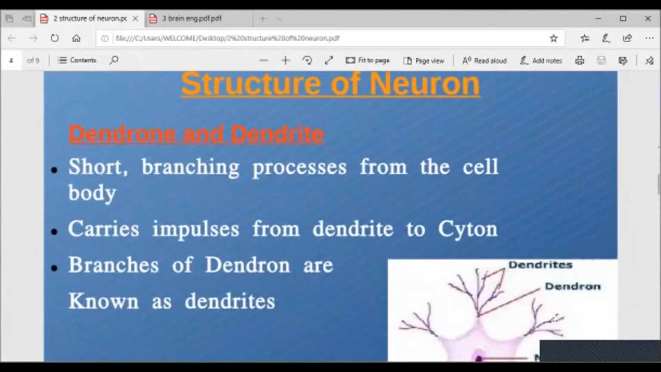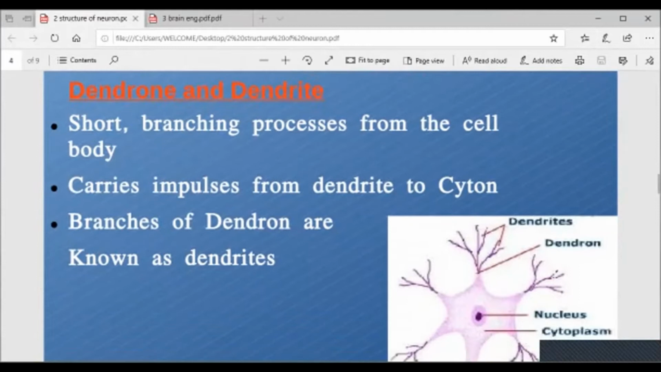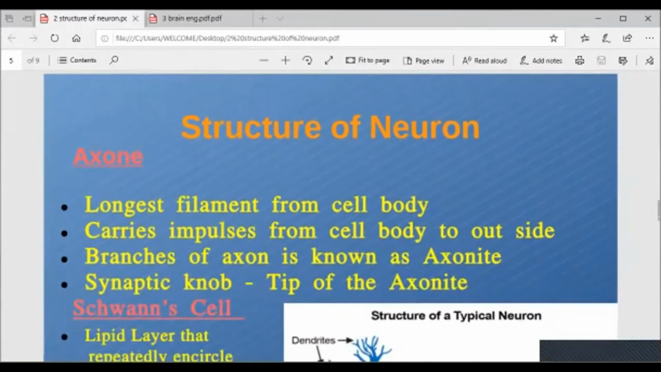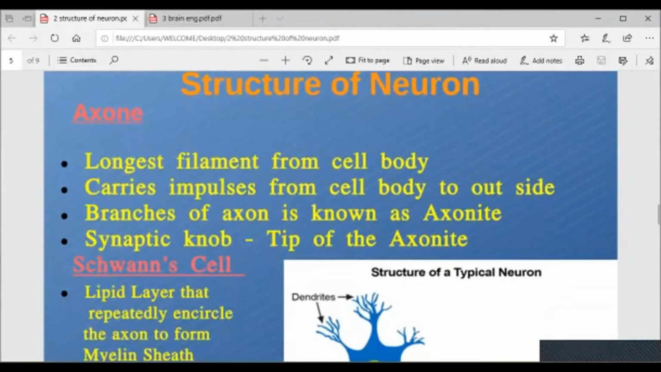Then comes the dendron and dendrite. Short branching processes from the cell body are the dendron. It carries impulses from dendrite to cyton. That is the function of the dendron. Then branches of dendron are known as the dendrites. Then comes the axon. We have already told the longest filament from the cell body is called the axon. The function of the axon is to carry impulses from cell body to outside. Then branches of axon are known as axonite.